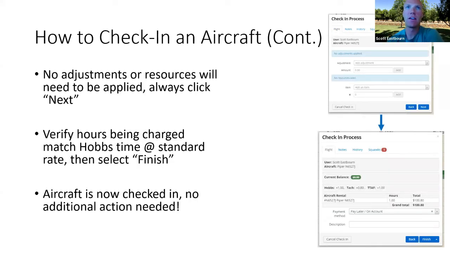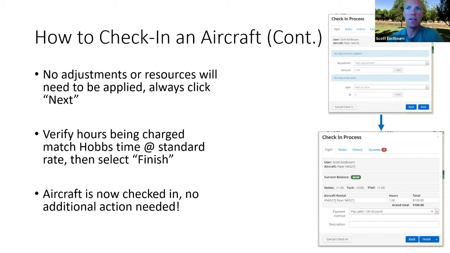But back to the original check-in screen. Let's say you don't have any squawks. You'll hit next, and then it'll bring up this check-in process window. I can't foresee any adjustments or resources that need to be applied here. Pretty much the only thing that happens is the non-revenue option for a rate if you weren't flying and you were just doing radio work. So this screen, unless there's something that comes up in the future we haven't thought of yet, you're just going to click next without changing anything.